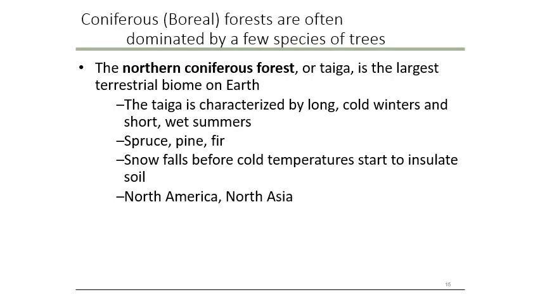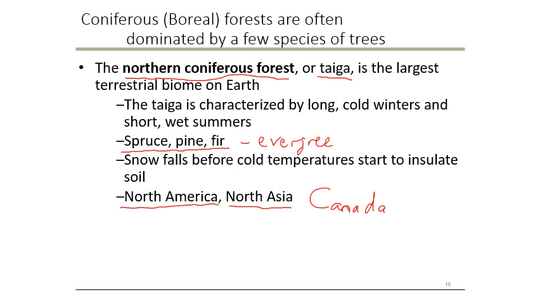The northern coniferous forest. Also know that the other word for it is the taiga, the largest terrestrial biome on Earth. So here, this is the northern part. The northern part of America, North Asia, so Canada. When we say North America, it means the upper part of the continents. Yeah, so long cold winters here. Here, the coniferous forests. These are the evergreen trees.